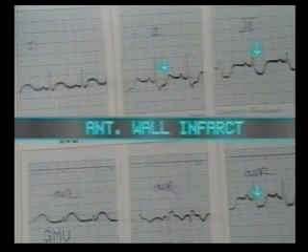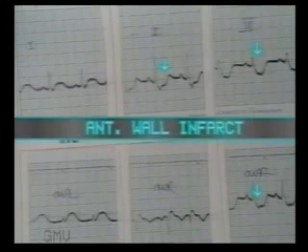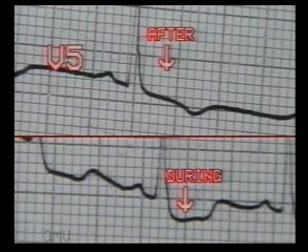In contrast, this is an anterior wall infarct where leads 1 and AVL show ST segment elevation and 2, 3, AVF show ST segment depression. Now we will see various types of ST segment depressions due to myocardial ischemia.